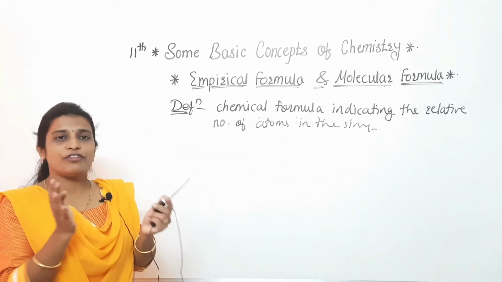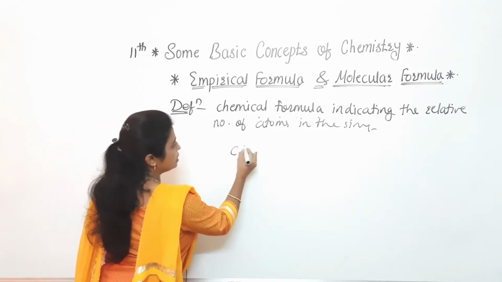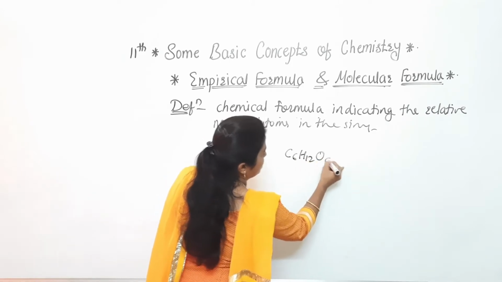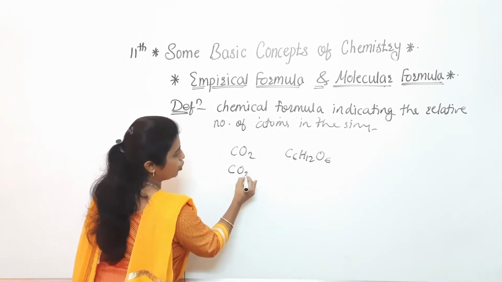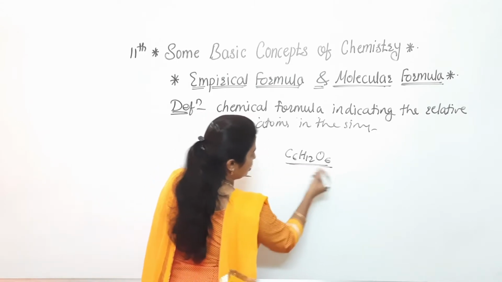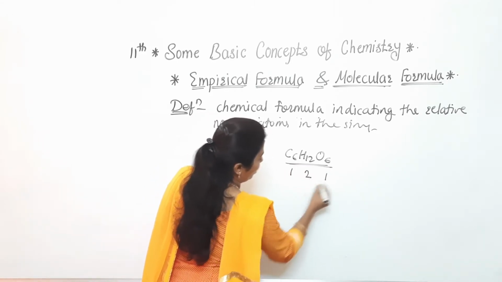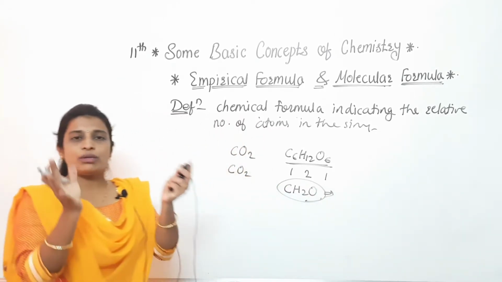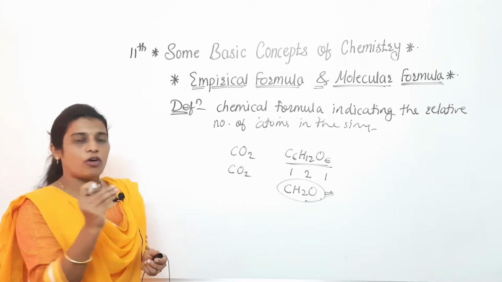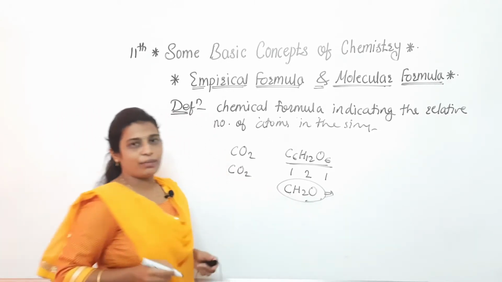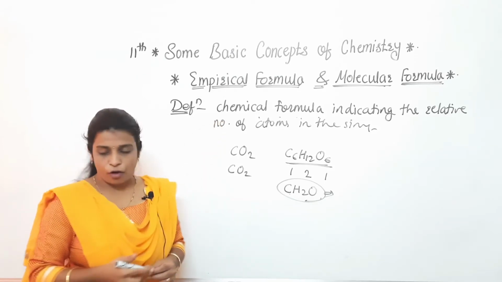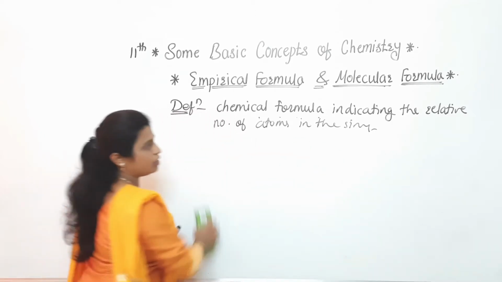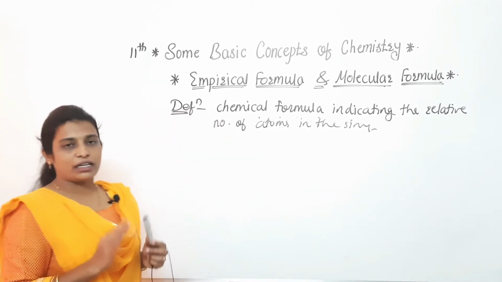Generally, as we know, if any compound is there, for example CO2, or if we consider glucose, C6H12O6, in that what is there? 1 carbon, 2 oxygen. But here, if we consider the simplest ratio, that is 1 to 2 to 1, means CH2O. This is the empirical formula. For the main compound, the presence of the relative number of each element is nothing but the empirical formula. So simply we can say that empirical formula is also a chemical formula in which the relative number of atoms is given.